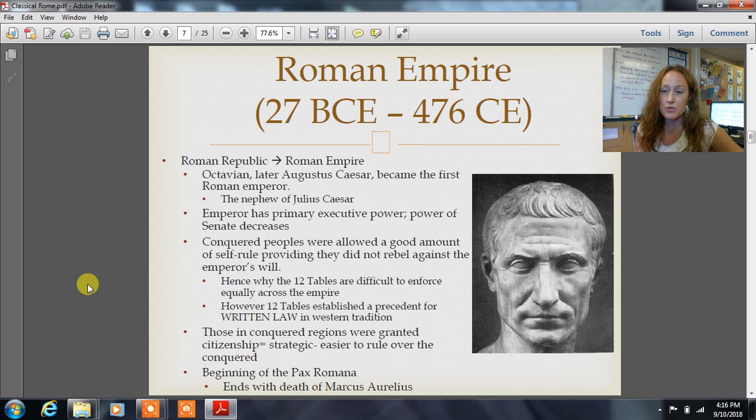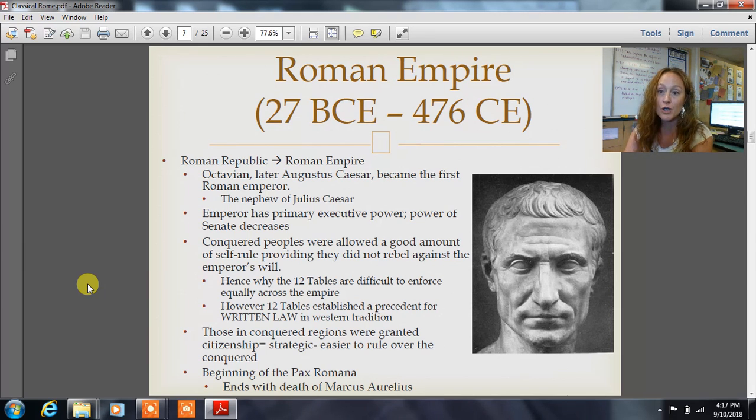So that is going to be a major transition from when you had the Republic, where all the power is in the hands of a group of wealthy elite, and now the majority of the power is within the emperor's hands. Conquered peoples were allowed a good amount of self-rule, providing they did not rebel against the emperor's will. And this is going to be one of the successful elements of the Roman Empire.